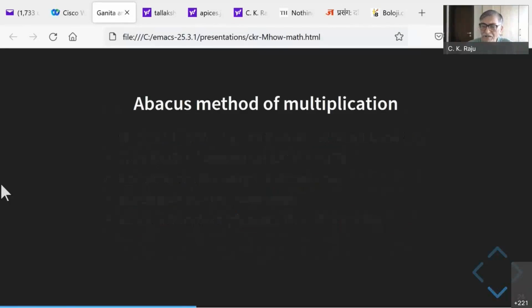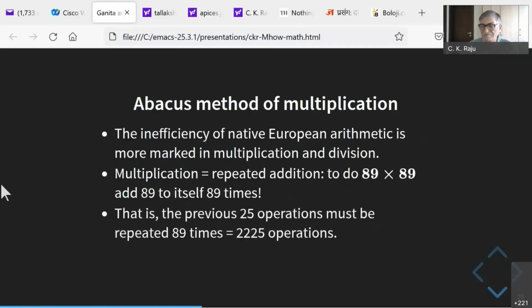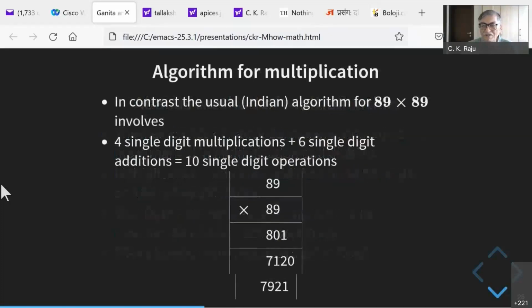But now look at multiplication. Let us suppose we want to multiply 89 into 89. And what do you have to do? You have to add 89 to itself 89 times. That was the way Europeans used to do arithmetic. So that 25 operation must be repeated 89 times. You get 2,225 operations. And same way for division.